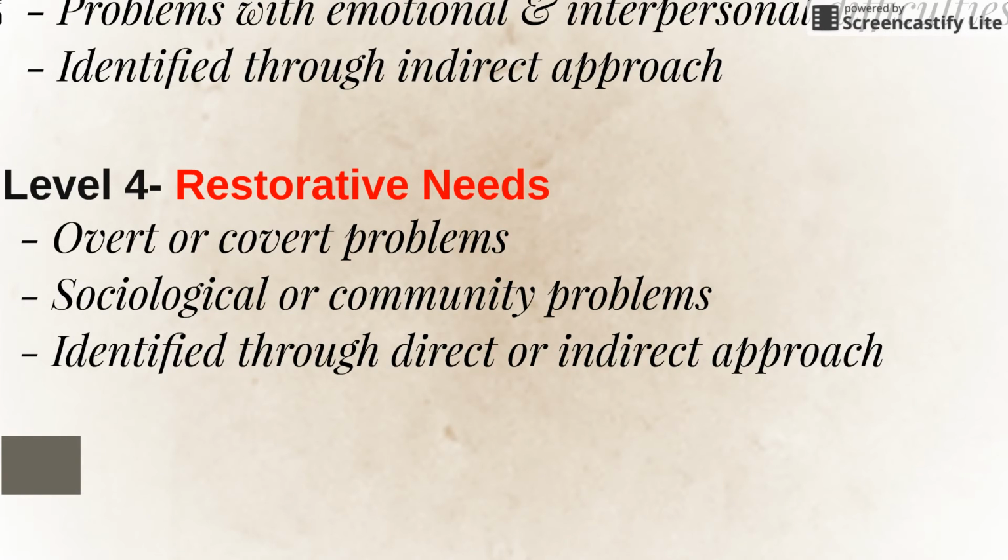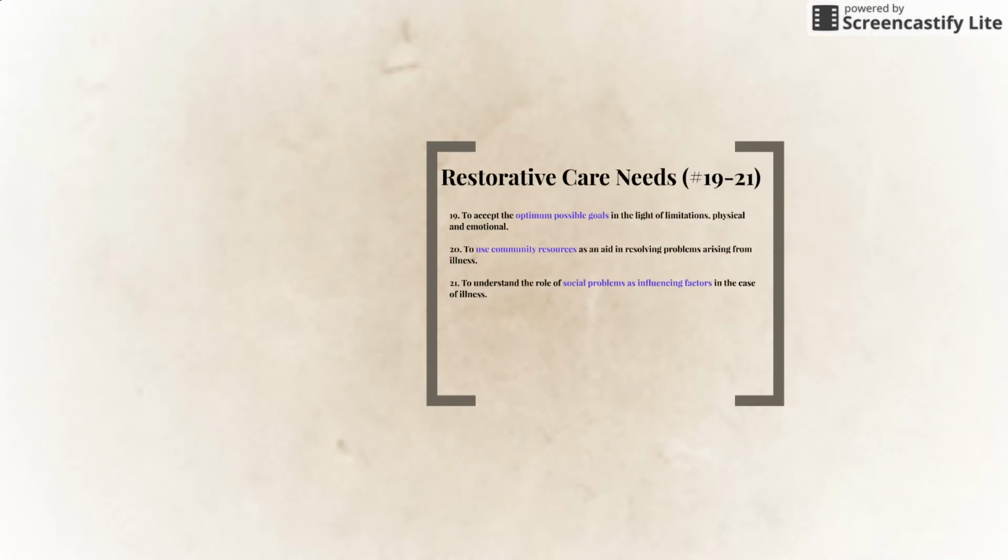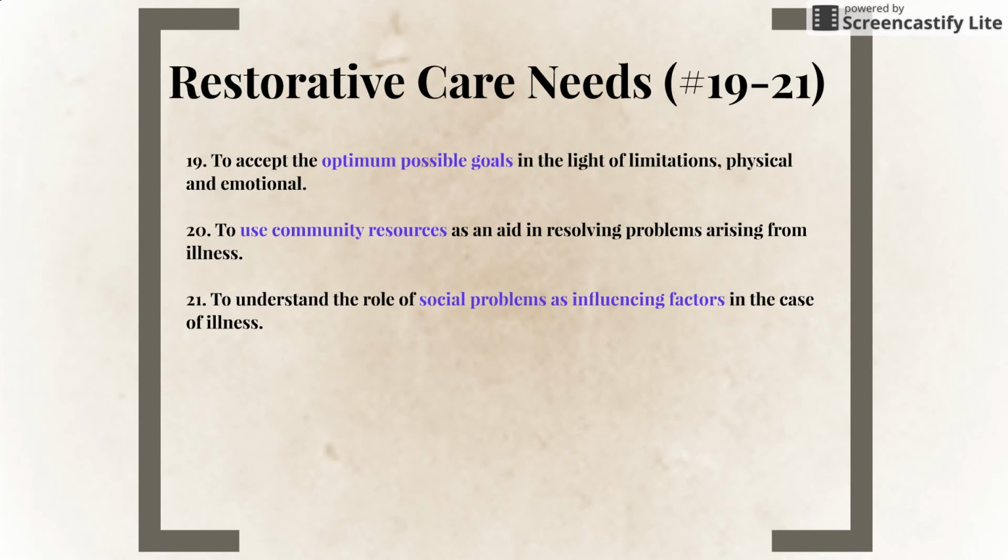And the last is restorative needs. These can be manifested as overt or covert, and they're related to almost environmental factors, so sociological or community problems, things that influence the situation. They are identified through direct and indirect approaches. And these are Abdellah's last three, number 19 through 21 of the statements. So to accept the optimum possible goals in light of the limitations, utilization of community resources as an aid to resolving problems, and to understand the role of social problems as influencing factors in the case of illness.